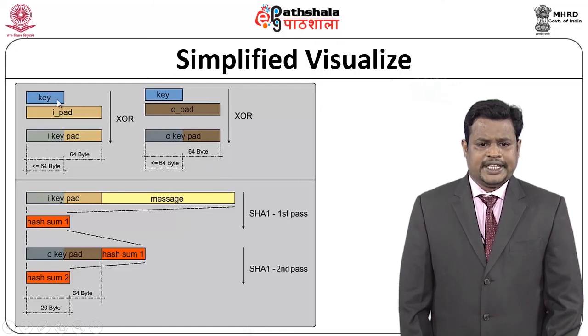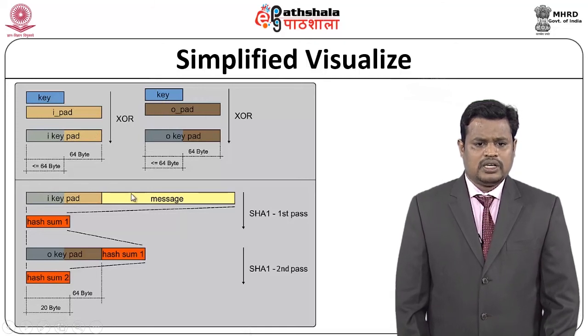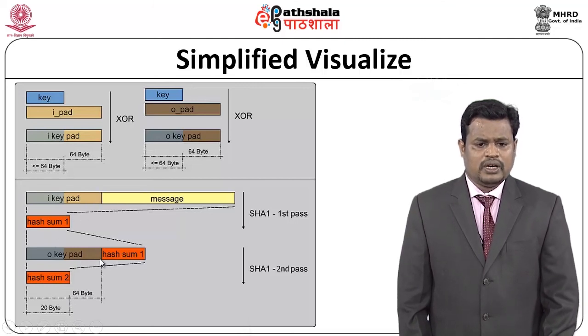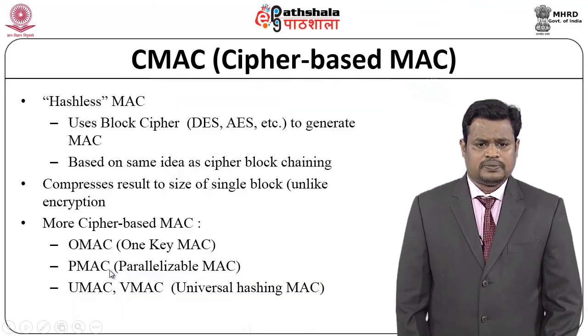You can see the key plus I pad XOR, then the I key pad. Similarly with the outer XOR, then it is going to be generating. From this we have a SHA-1 first pass and the second pass, where it generates the hash value. So we can see the message being appended, and the hash goes through sum1 and sum2, then generates the hash value.